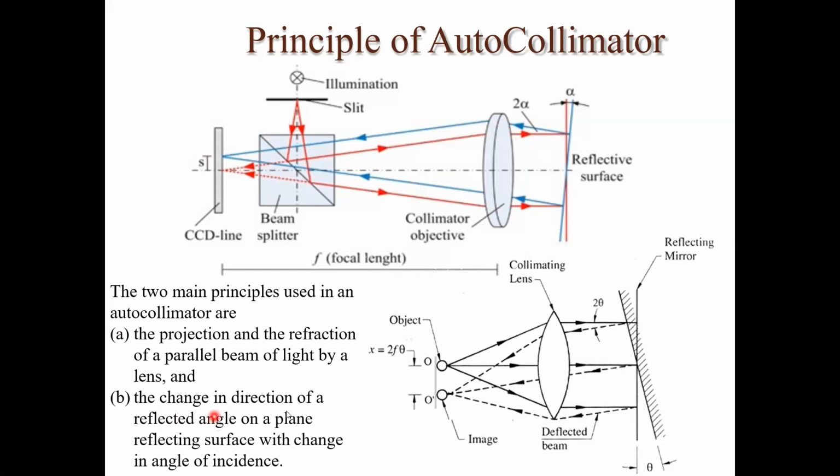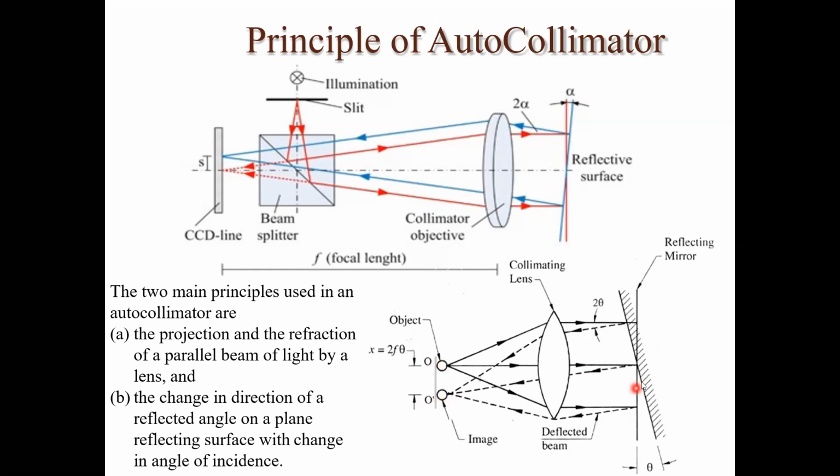Here, the second one: the change in direction of the reflected angle on a plane reflecting surface with the change in angle of incidence. Because of the change of angle of incidence, the reflected beam of light rays simply changes to alpha angle or to theta angle. If you observe here, this is the initial position. O represents the initial position. O dash is the second position.